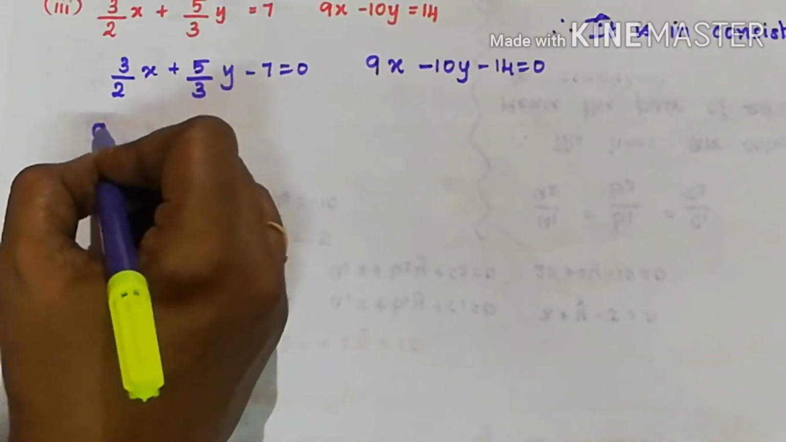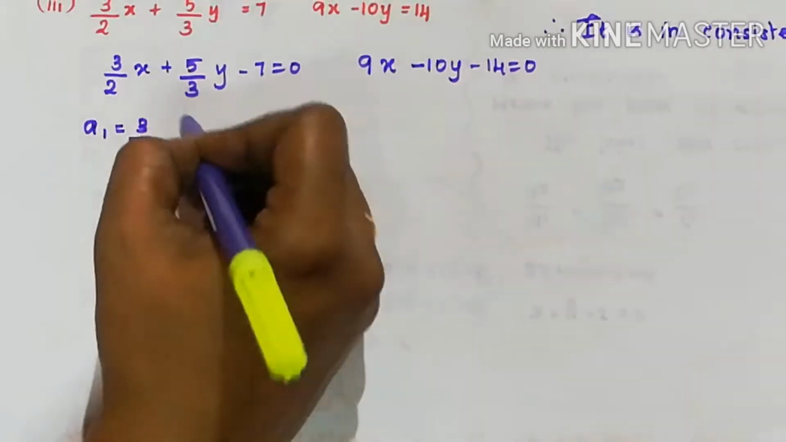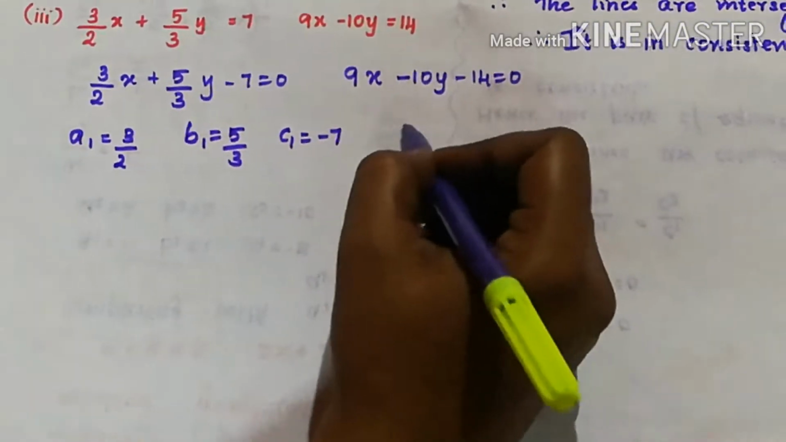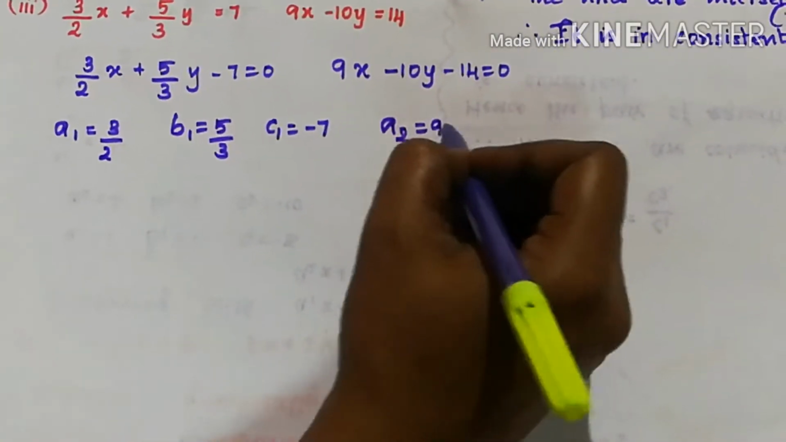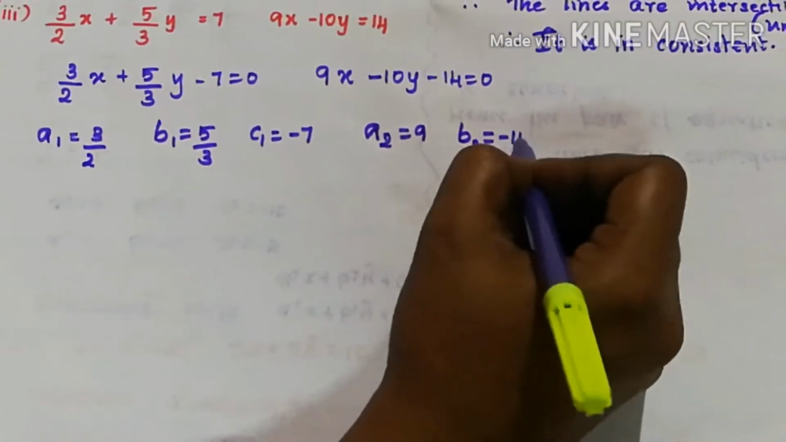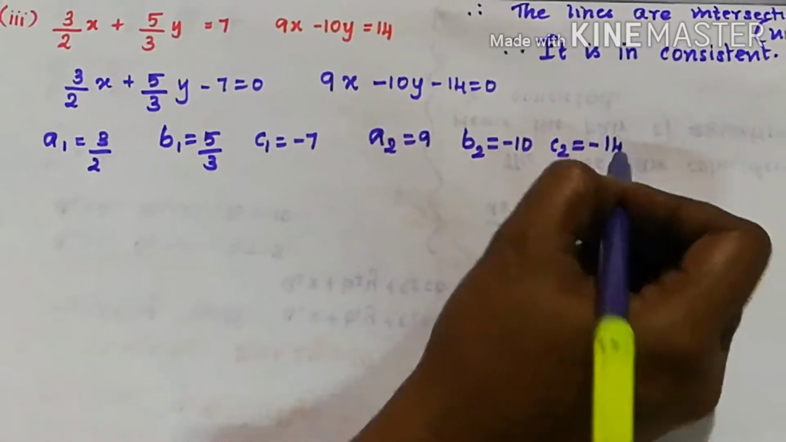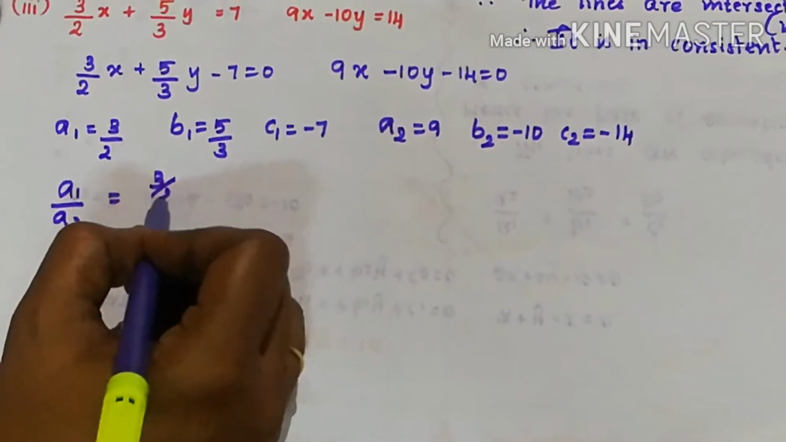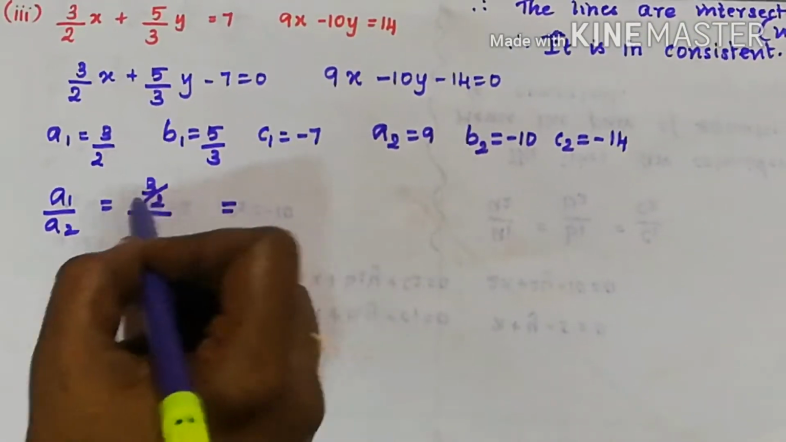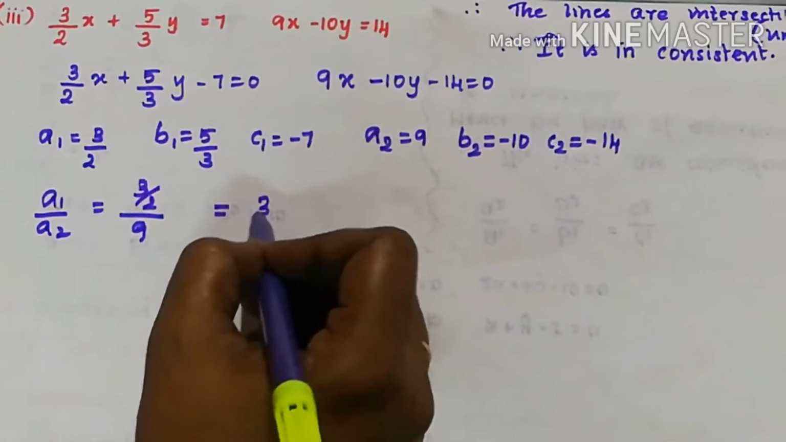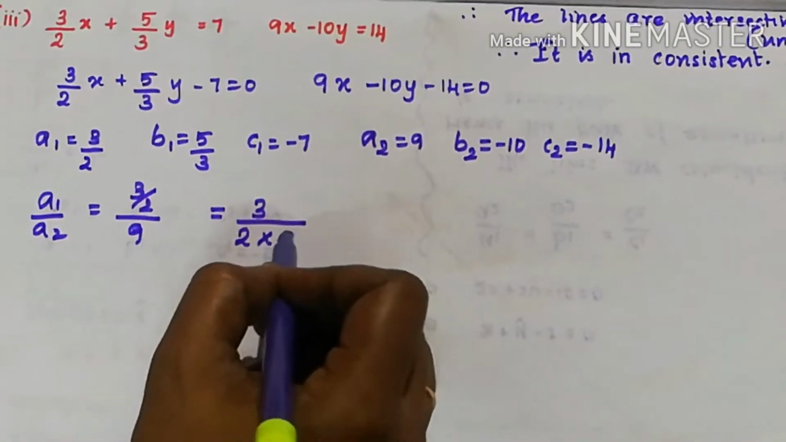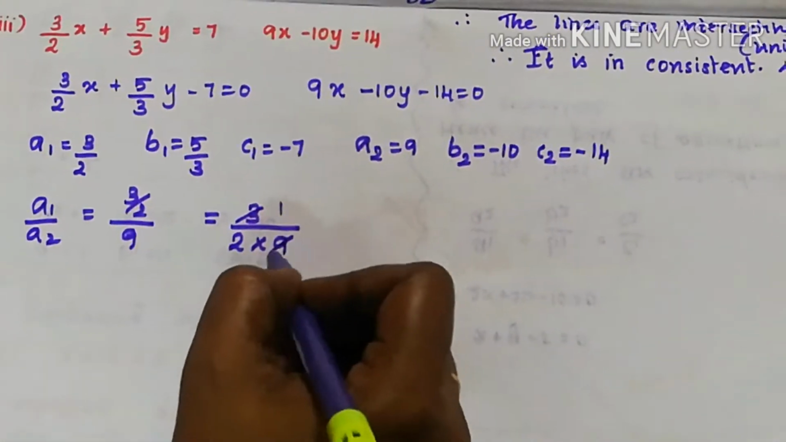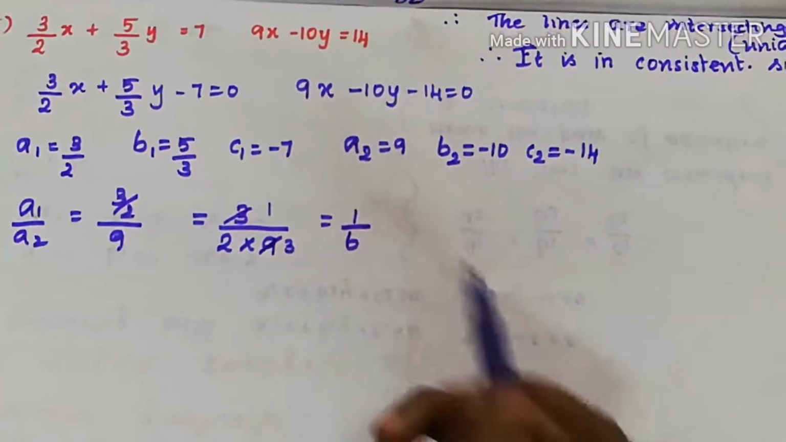Now in the same way, when you compare, you get A1 value as 3 by 2, B1 is equal to 5 by 3 and C1 is equal to minus 7. Here when you compare, A2 value is 9, B2 value is minus 10 and C2 value is minus 14. Now we will find the ratio A1 by A2. So you get 3 by 2 by 9. Here your numerator is in fraction, so you write it as 3 by 2 into 9. So it will come to the denominator. So 2 into 9. Now you can simplify this. You will be getting 1 by 6.